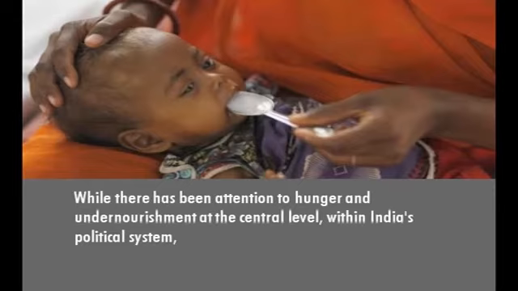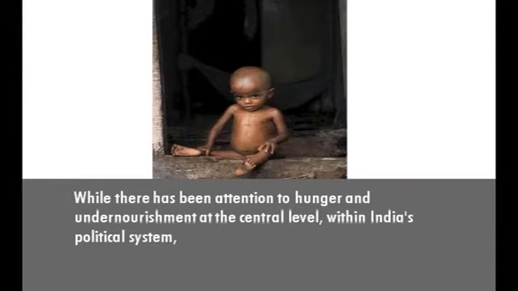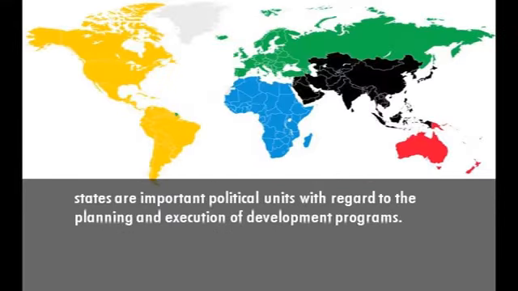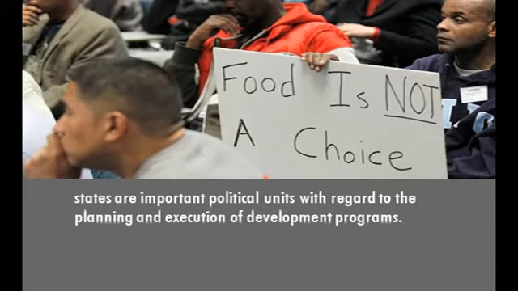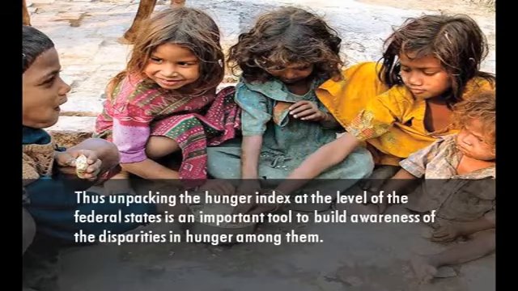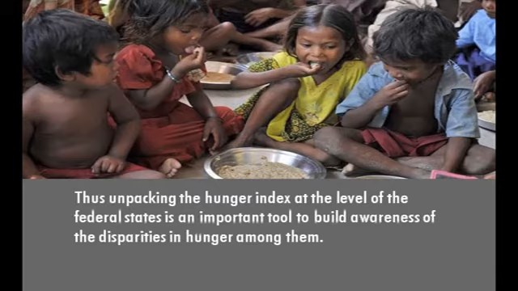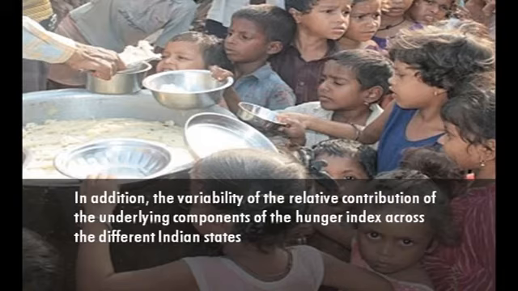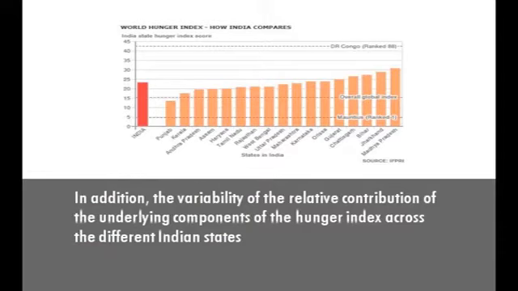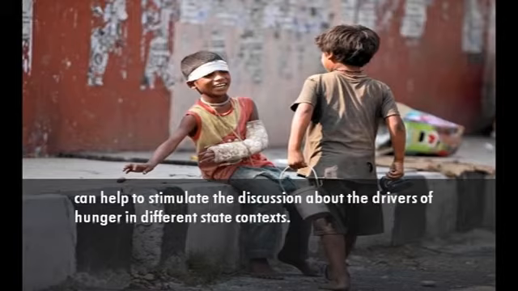While there has been attention to hunger and undernourishment at the central level, within India's political system, states are important political units with regard to the planning and execution of development programs. Thus, unpacking the hunger index at the level of the federal states is an important tool to build awareness of the disparities in hunger among them. In addition, the variability of the relative contribution of the underlying components of the hunger index across the different Indian states can help to stimulate the discussion about the drivers of hunger in different state contexts.